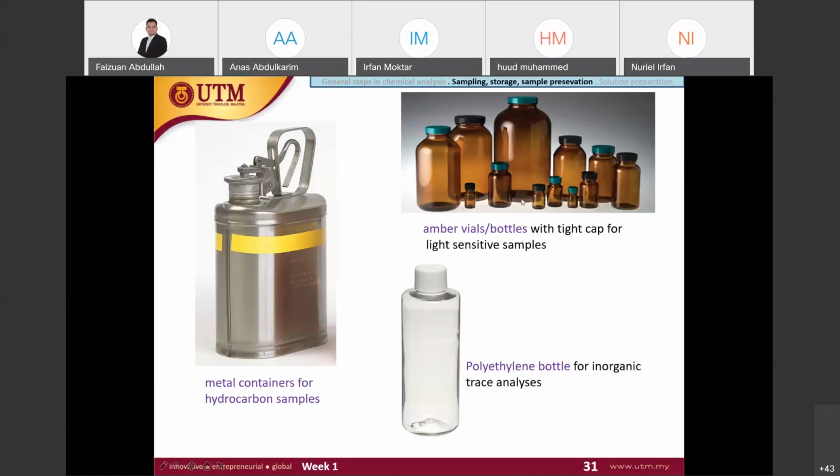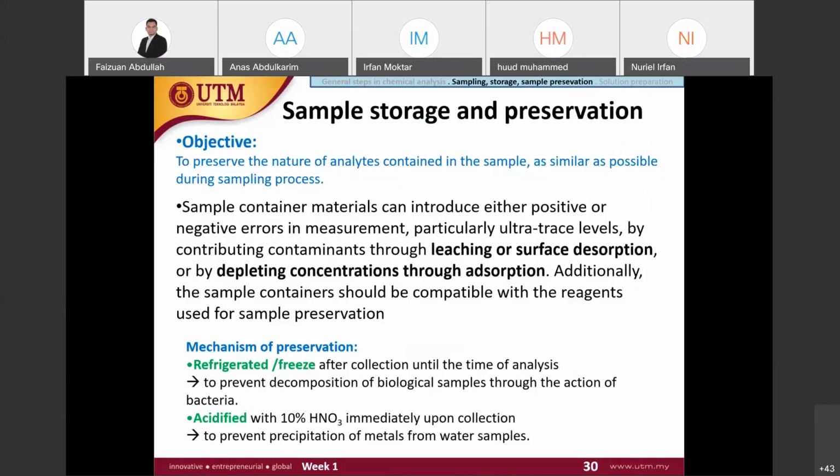In our lab, but nowadays we also have mobile labs, right? We can bring the lab to the sampling site. It's like a caravan, a lab in a small van. But most of the instruments cannot be placed in the mobile lab. We have to bring our sample to the lab.